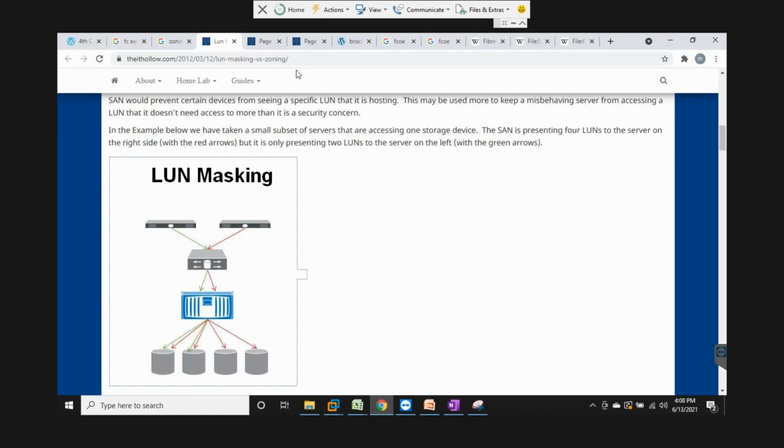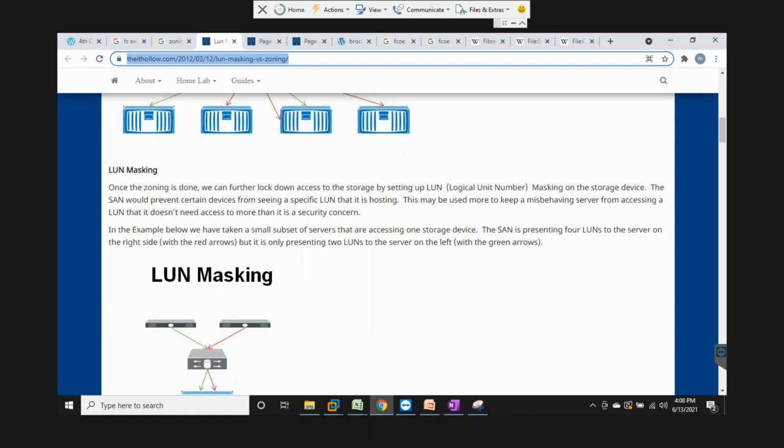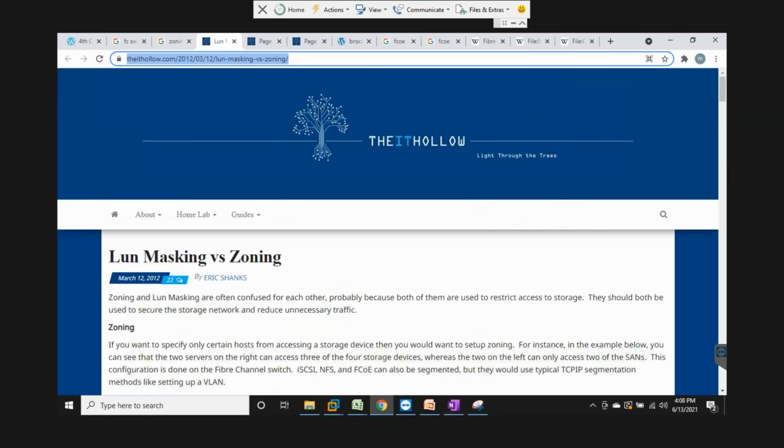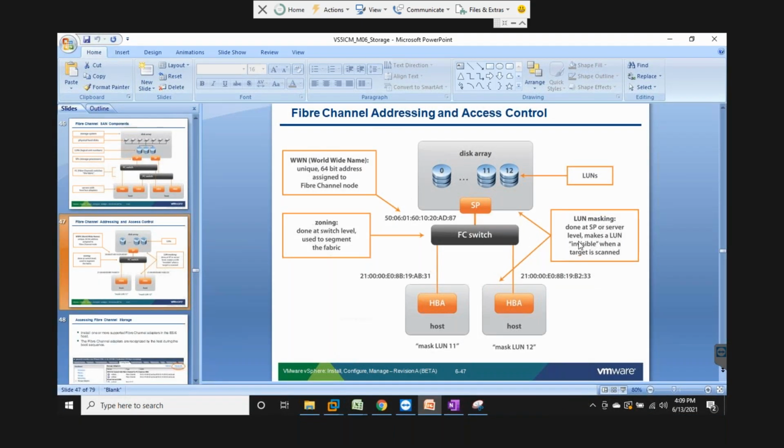I will give you this website link. You can read it yourself and try to understand. It is a very clear concept. No need to worry about it. Okay, so that is what they call zoning and masking.